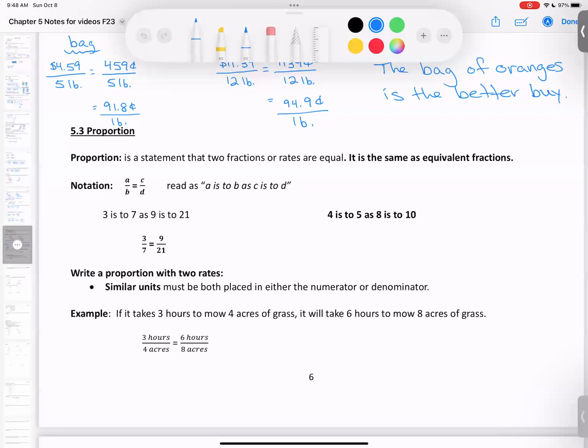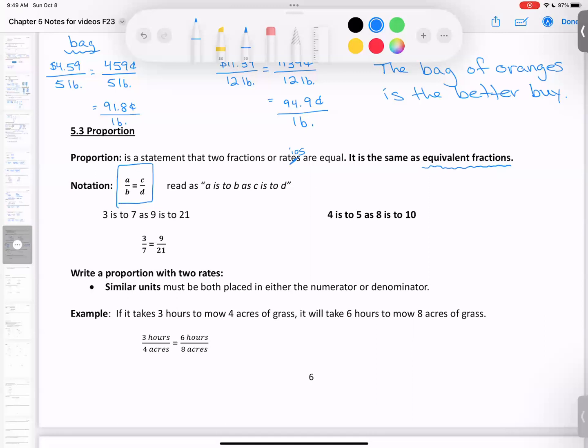Welcome back. Section 5.3 is all about proportions. A proportion is a statement that two fractions, or rather ratios, are equal. In other words, if you're saying two things are proportional, it's the same as saying you have equivalent fractions. The way we would read this, we know that A over B equals C over D. That means we have two equivalent fractions. We could also say A is to B as C is to D.